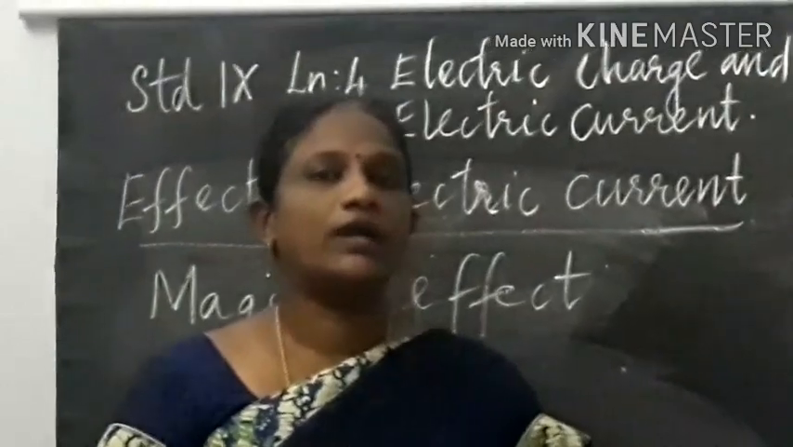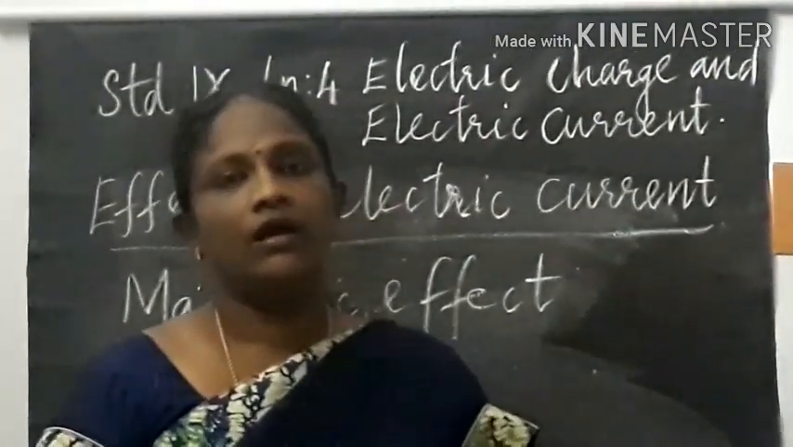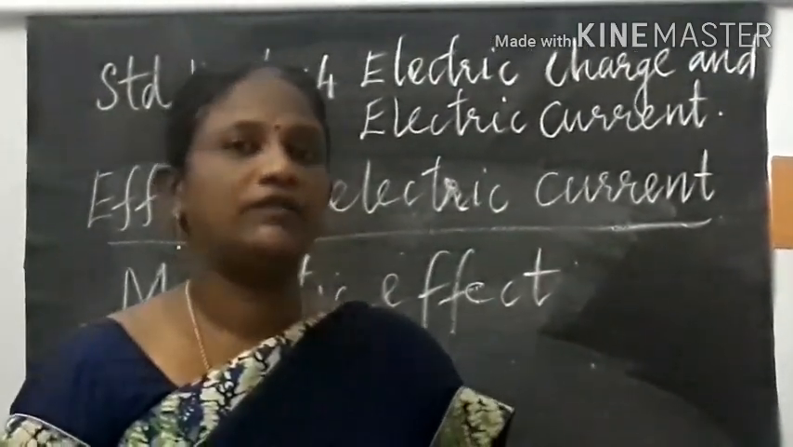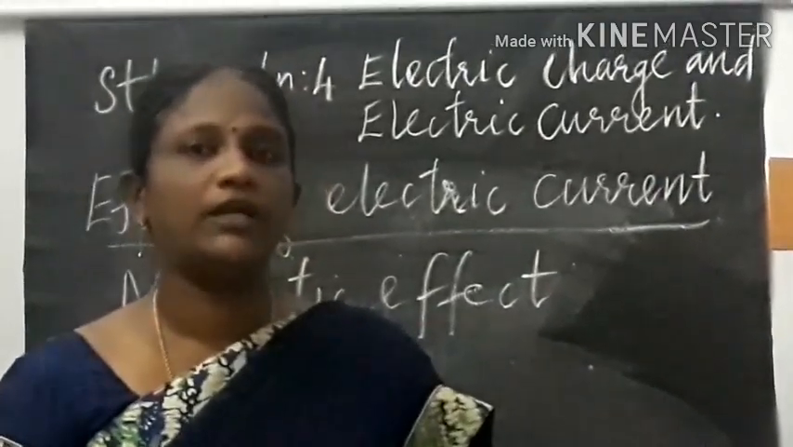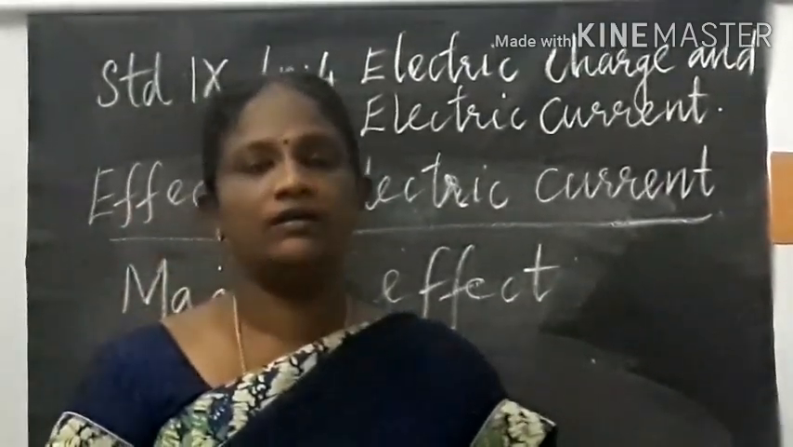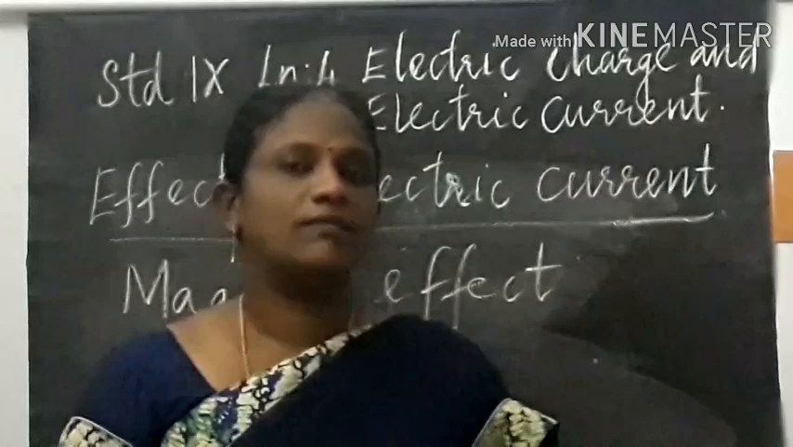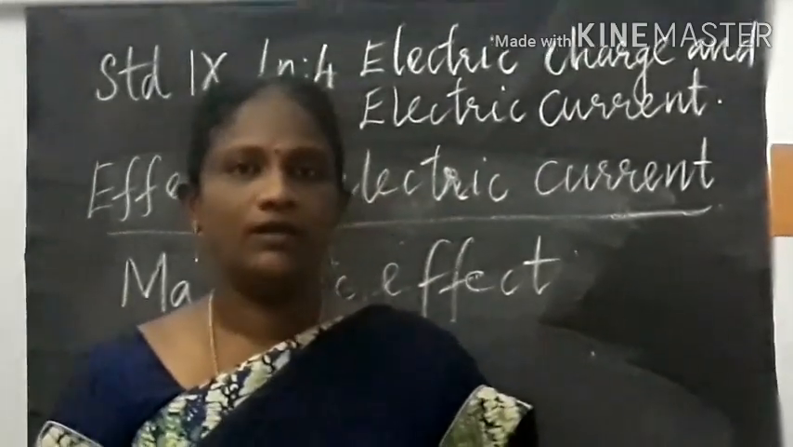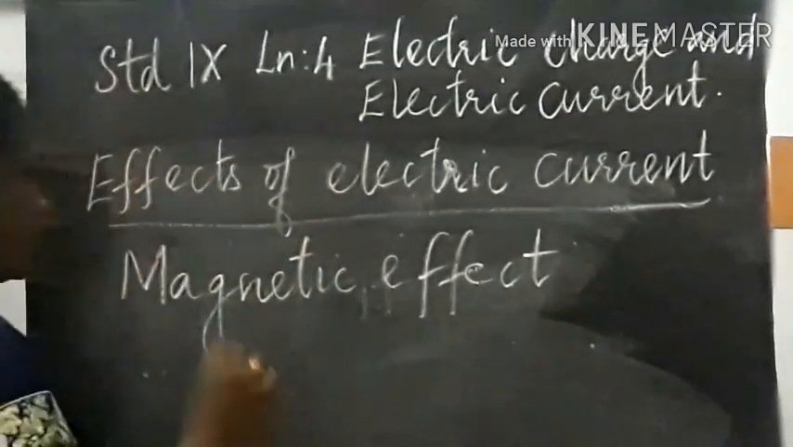A wire or a current carrying conductor produces a magnetic field around it perpendicular to the direction of flow of a current. This is called the magnetic effect of electric current. So what is the magnetic effect?